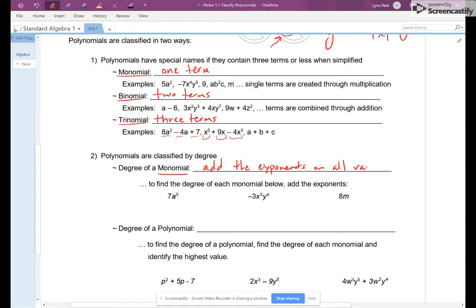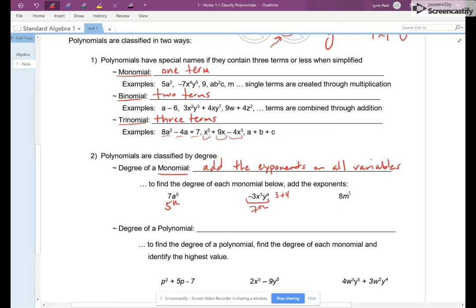And we're going to say variables, because variables is the fancy word for letters. So 7a to the 5th is a 5th degree monomial. Here we have 2 exponents, a 3 and a 4. So again, in a single term, we add them. This is a 7th degree monomial.